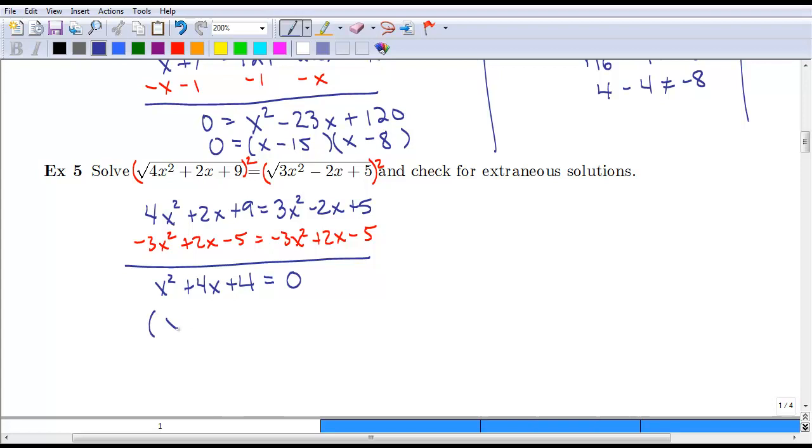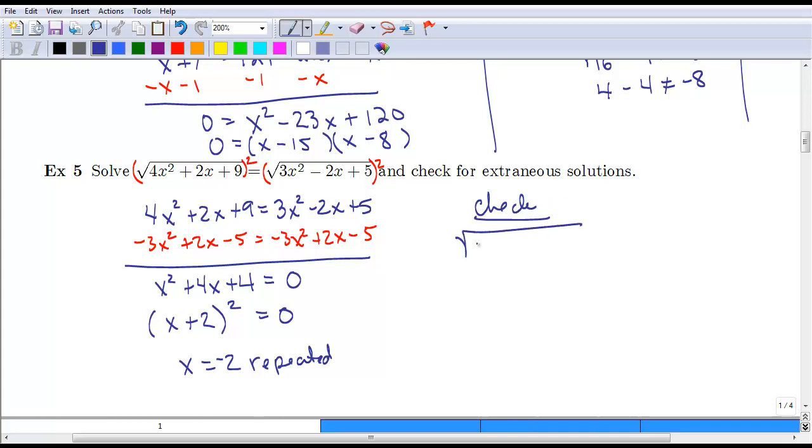So now when we factor, we are left with x plus 2 quantity squared, which only gives us one answer. It's a repeated root. And it is that x equals negative 2. We want to check this. We only have to check one of them because it's a repeated root.